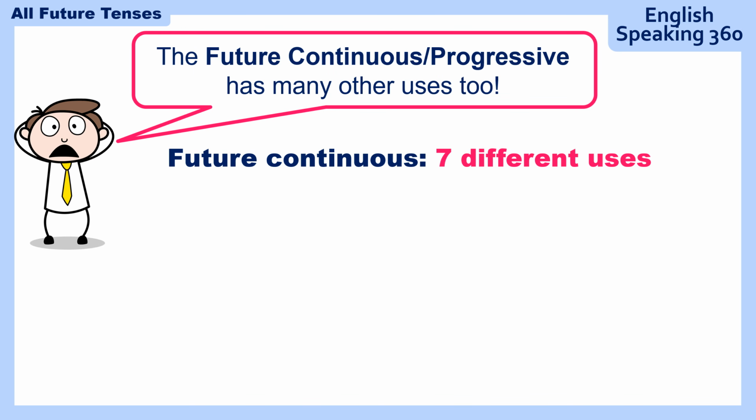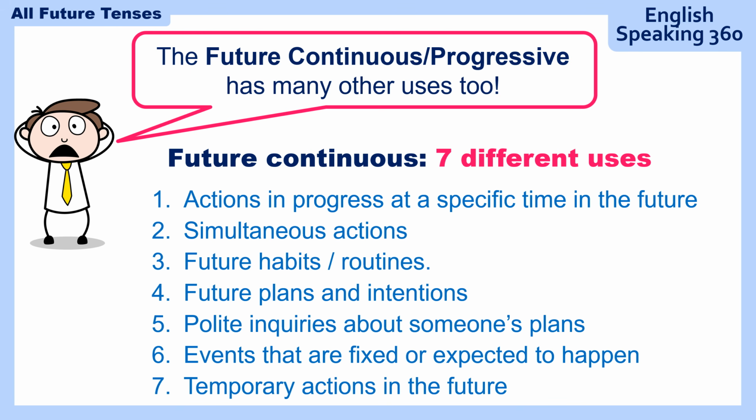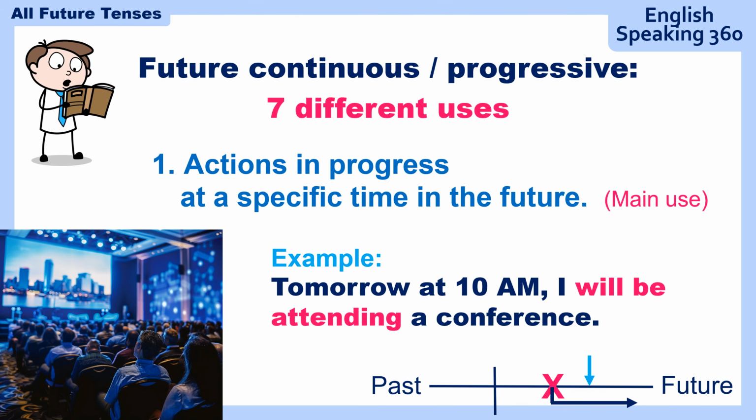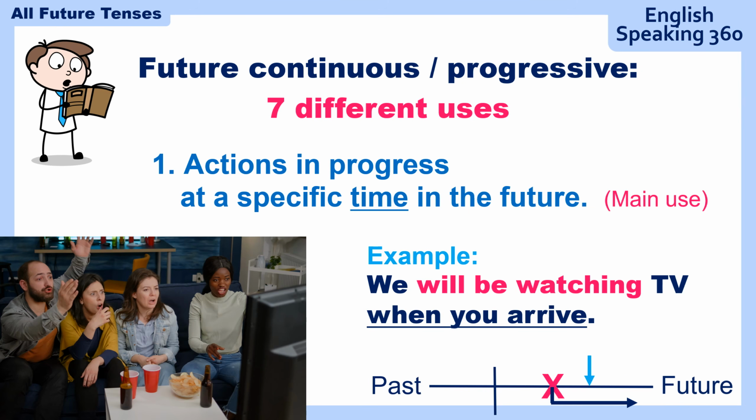There are many uses for the future continuous, and let's take them individually. So the first one, like we said before, here's another example. Tomorrow at 10 a.m., I will be attending a conference. So the action is in progress at a specific time, 10 a.m. tomorrow in the future. Another example, but now be careful, this one is a little bit different. We will be watching TV when you arrive. When you arrive is an action, but it can also be considered a time because when you arrive is a specific time in the day. So when you arrive, we will be watching TV.